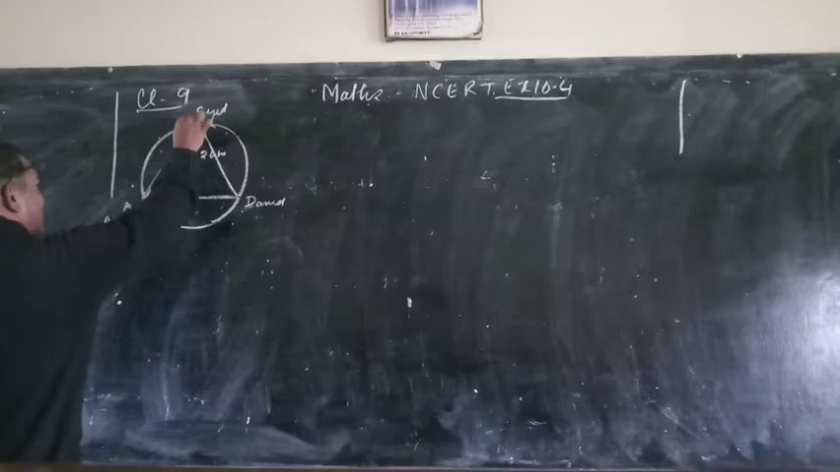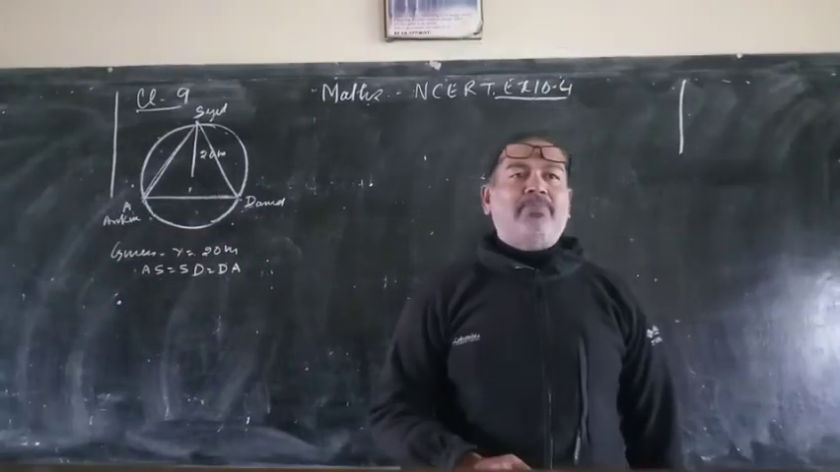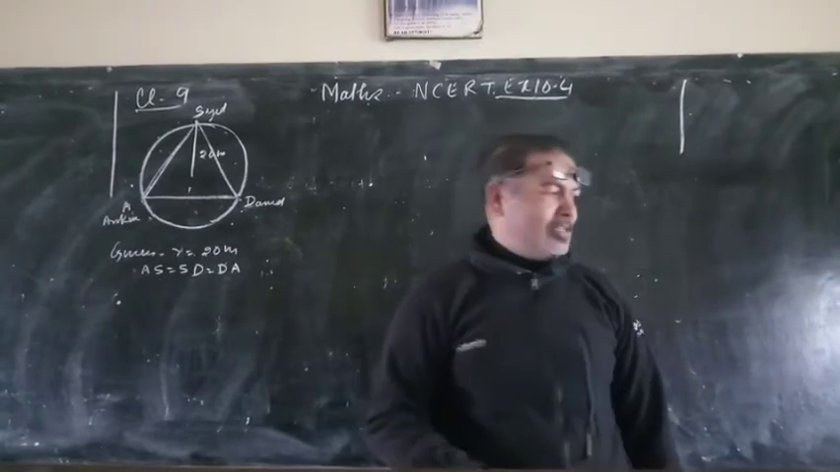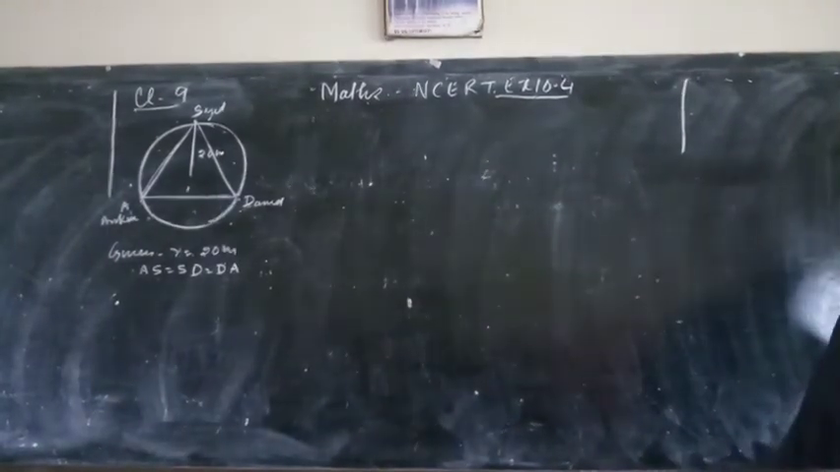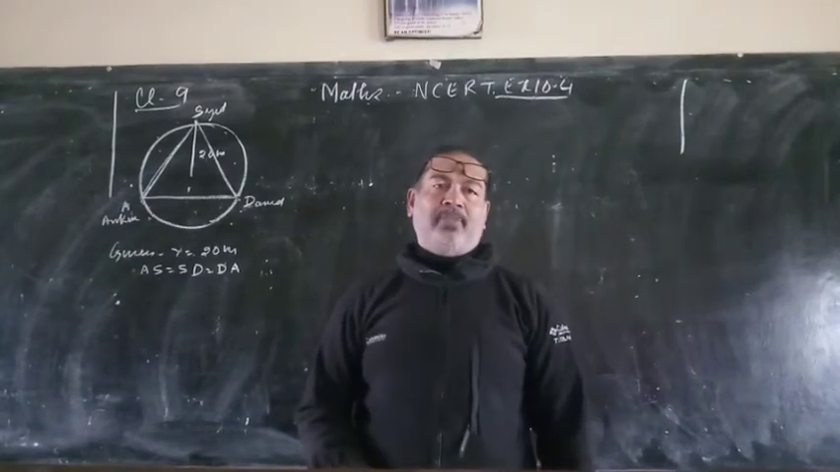We have been given radius is equal to 20 meter. We are also given AS is equal to SD is equal to DA, because it is mentioned that 3 friends are sitting at equal distance, which means this ASD is which type of triangle? Equilateral triangle. This information is the key fact to solve the question.